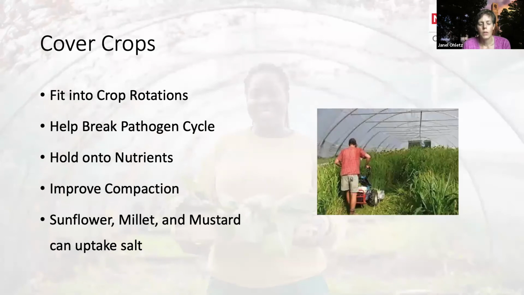So another way to increase our organic matter, which is a little bit more of an assured way, is getting those cover crops. But you have to think about how you fit that into your rotation, because obviously if you have a high tunnel, it's limited space and you want to get that space, it's at a premium. But it can be used to help break up a pathogen cycle, especially if you only have one high tunnel and maybe you've grown tomatoes in it for a long time and you now have some pathogen issues. You can grow some cover crops in there.